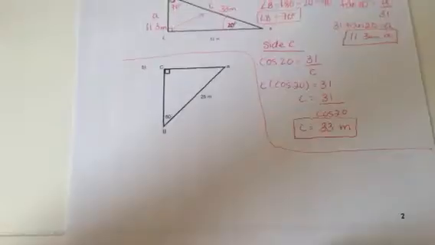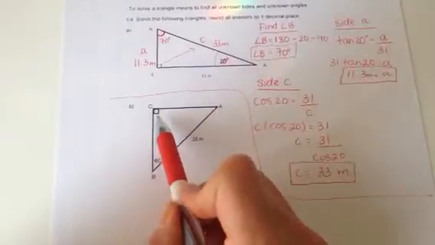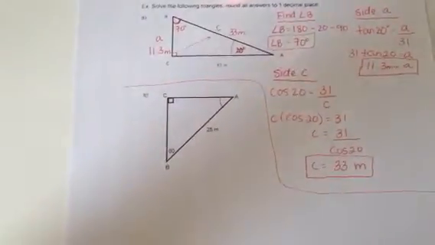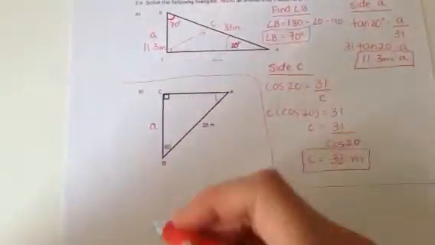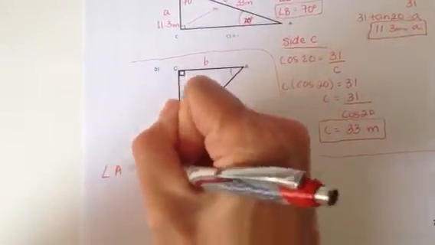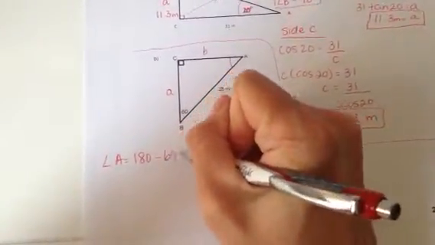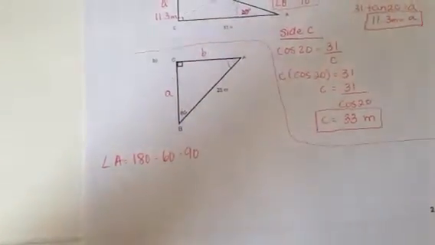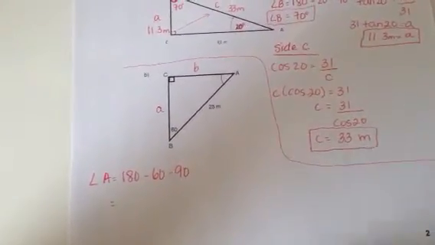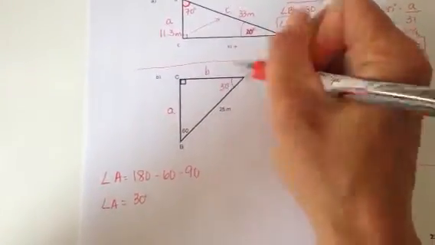Okay, so if we go on to the next triangle, triangle B, we're given the angles C and B. We have to find angle A. We have to find side A and side B as well. So for angle A, it's going to be the 180 minus the angles that we know. So 60 and then minus the 90. So 180 minus 60 minus 90 is equal to 30 degrees. So this one is 30 degrees.